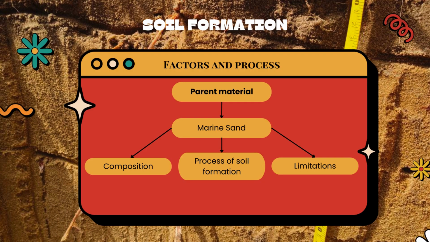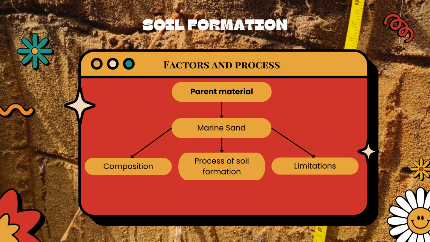Okay, next I will go through the factors of soil formation and the processes. First factor is parent material. Parent material for pattern 1 is marine sand. Marine sand can cause the formation of soil in a few ways. One of them is composition. Marine sand is primarily composed of small rock and mineral particles that have been eroded and transported by water, often from marine environment. The composition of marine sand can vary depending on the sources, but it typically contains minerals such as quartz, feldspar, and mica.